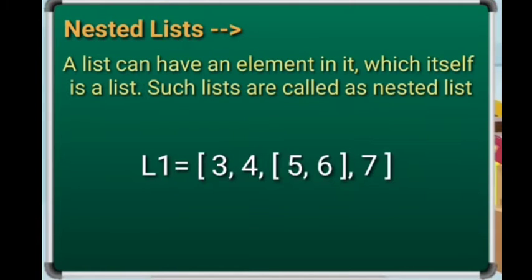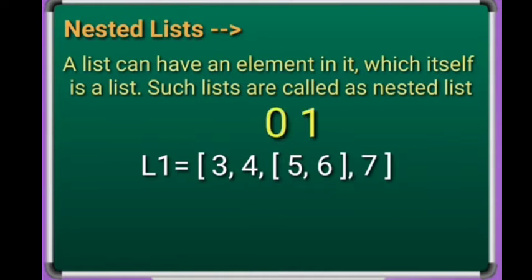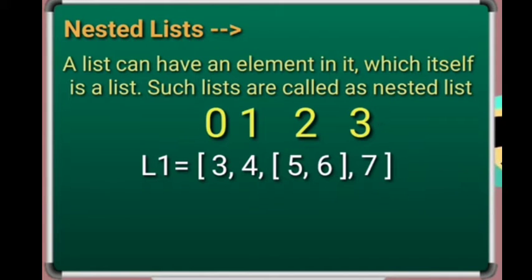You can see here that I have defined a list which contains 4 elements. The first number is 3, then 4, and the third one is a list type element, and the fourth one is number 7. So the indexing will go like this: 0, 1, 2, 3. The element which is present at the second index will be 5, 6. So if you write in the computer print L1 position 2, it will give you the output 5, 6.